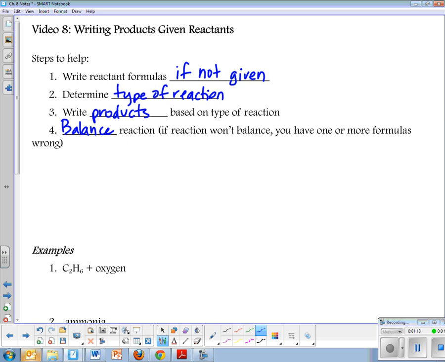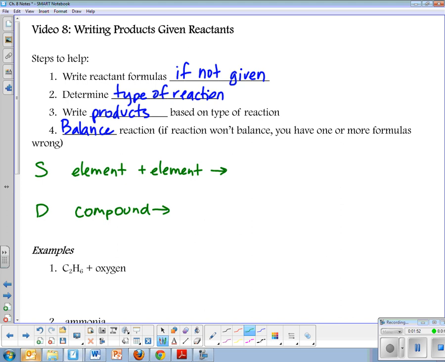So, some things to look for to determine the type. If it's synthesis, you're typically going to see an element plus another element as your reactants. So it's going to be like Al plus O2, Fe plus O2, something like that. For decomposition, to recognize it, you're going to have just one reactant. So it's going to be some compound that's going to break apart. So one reactant, and that's it. That's how you know it's decomposition.